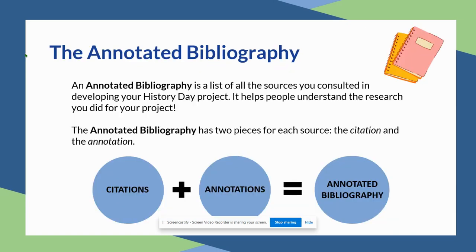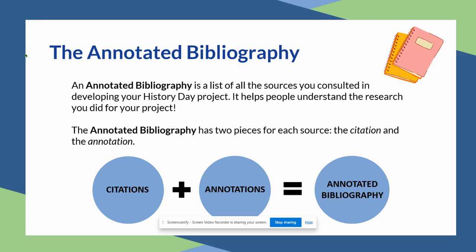All right, let's go. So, the Annotated Bibliography is a list of all the sources you consulted in developing your History Day project. As you do your research, as you're trying to prove your thesis, you're going to come across all different kinds of things you want to use. Primary sources like photos and letters, and secondary sources like books and articles online. And what the Annotated Bibliography does is it keeps track of all of those pieces and shares them with your reader or your viewer for your project.